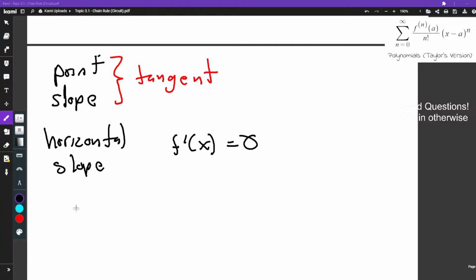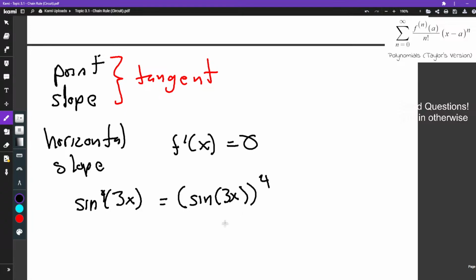If you have a function like sine to the fourth power of, I don't know, 3x, remember to rewrite this. This is a double chain rule. Sine of 3x, to the fourth power. And that's it. Tangent line problems.